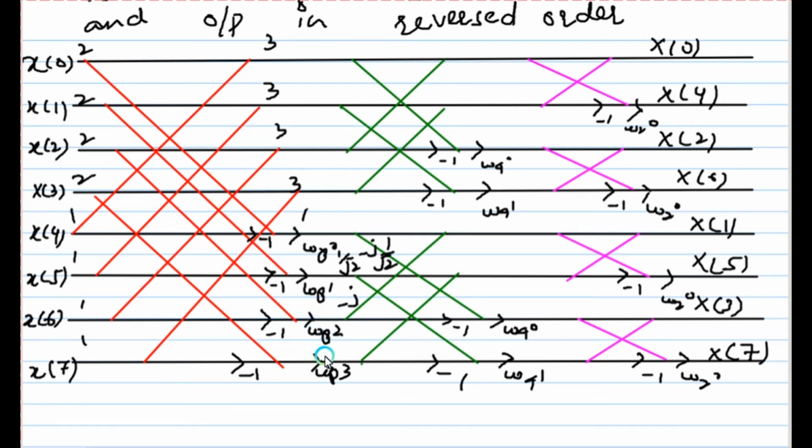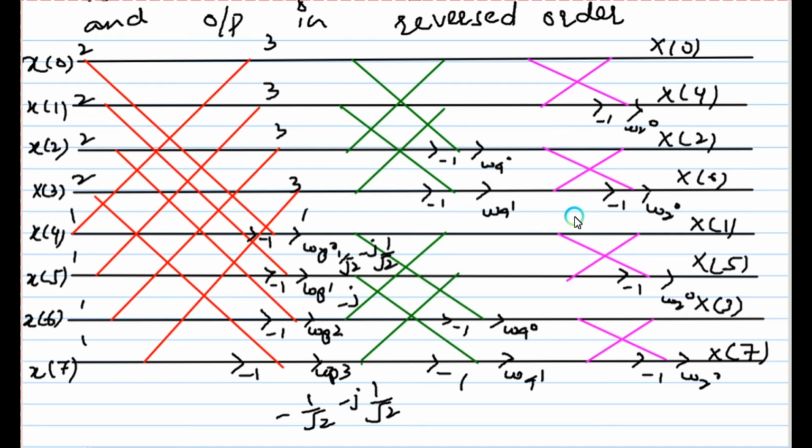Finally I have W8 3, which is minus 1 by root 2 minus j 1 by root 2. Again 2 minus 1, so the answer here is 1 into that, minus 1 by root 2 minus j 1 by root 2. The second stage and the third stage are something we'll do at home.